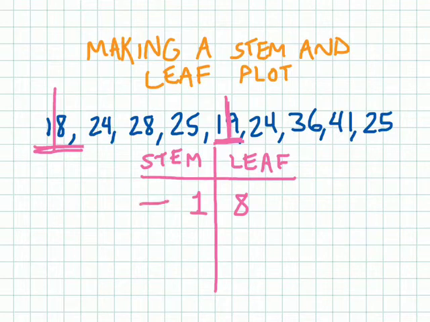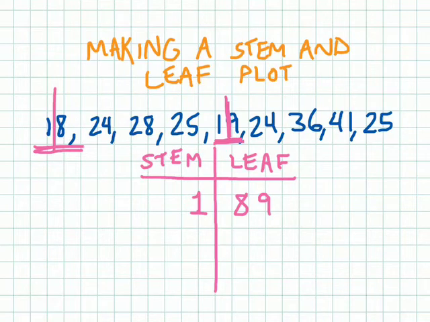You're going to notice I already have a 1 down here in the stem, so I actually don't have to repeat that 1 again. That's one of the things that makes a stem and leaf plot a stem and leaf plot. We don't repeat tens values in the stem. We just use the same ones over and over again. So the 1 is already there, but I'll go ahead and put the 9 in next to the 8.